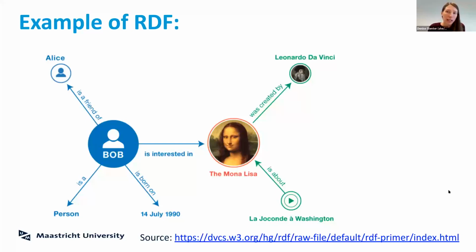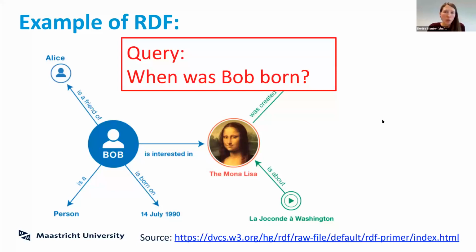So it's really about linking information together. And we can ask questions to this type of data. So one of the questions or queries that we could ask is, when was Bob born? Well, the information that we then need is Bob, and the relationship is born on, and then the date of birth of Bob. So we actually need 3 types of information to answer this question.